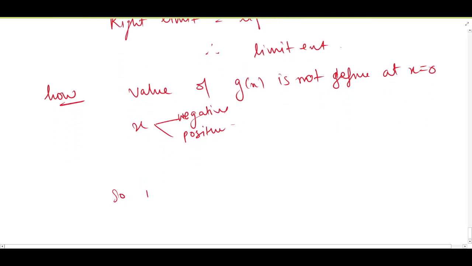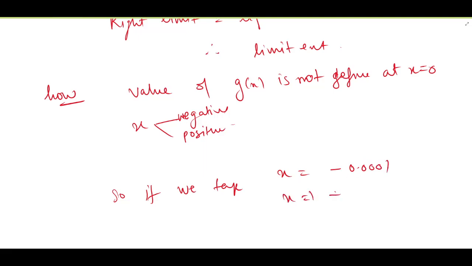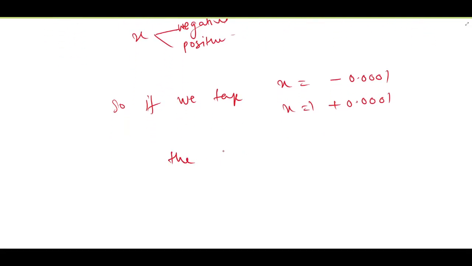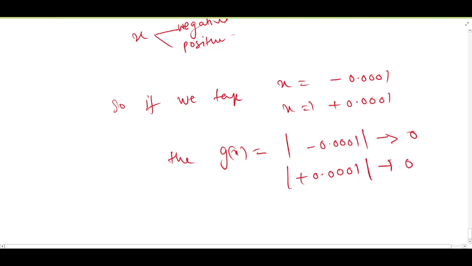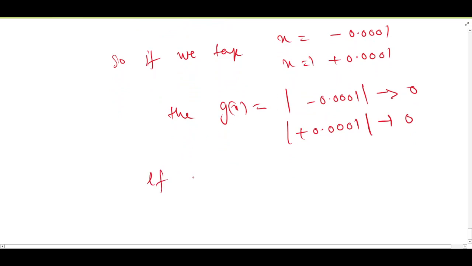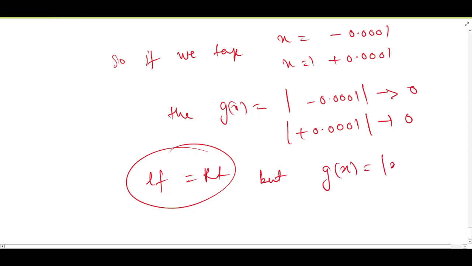So if we take x equal to minus 0.0001 and x equal to plus 0.0001, then g of x, that is mod of minus 0.0001, approaches 0, and also plus 0.0001 also approaches 0. So therefore we can say the left hand limit is equal to the right hand limit, but g of x, mod of x, is not equal to 0 at x equal to 0.